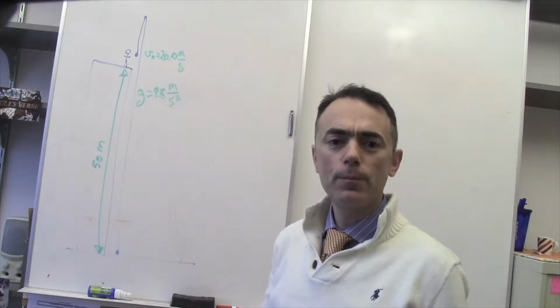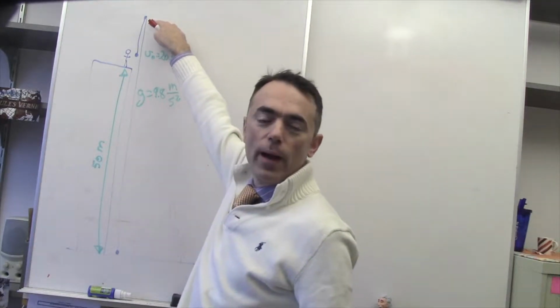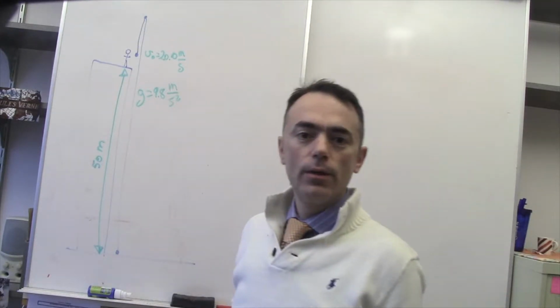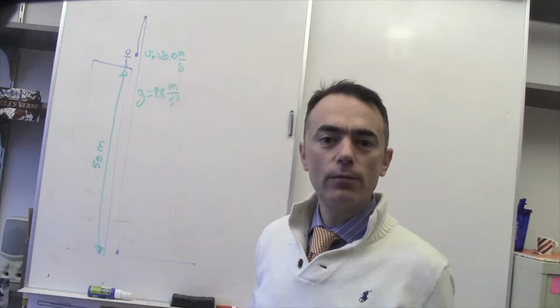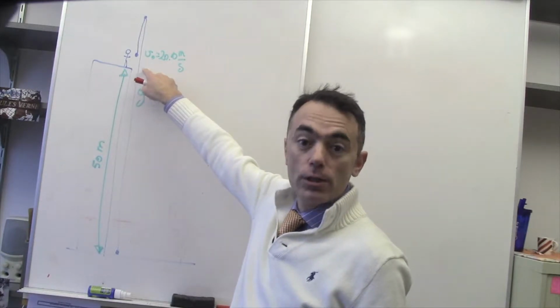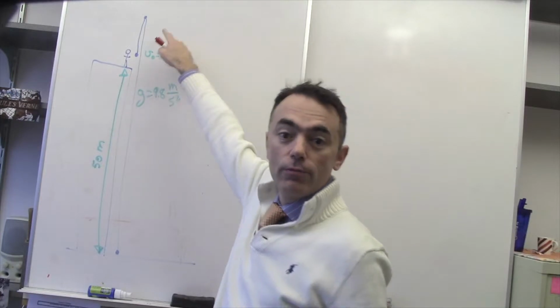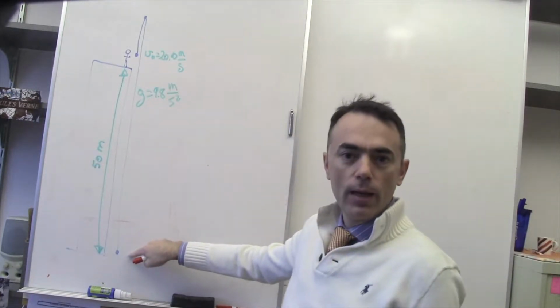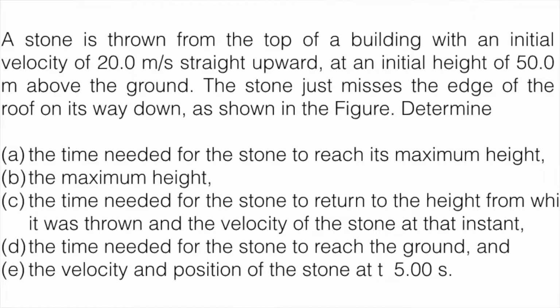Determine A, the time needed for the stone to reach its maximum height. B, the maximum height. C, the time needed for the stone to return to the original height, and the velocity that the stone has at this instant. D, the time needed for the stone to reach the ground, and E, the velocity and position of the stone at the ground.